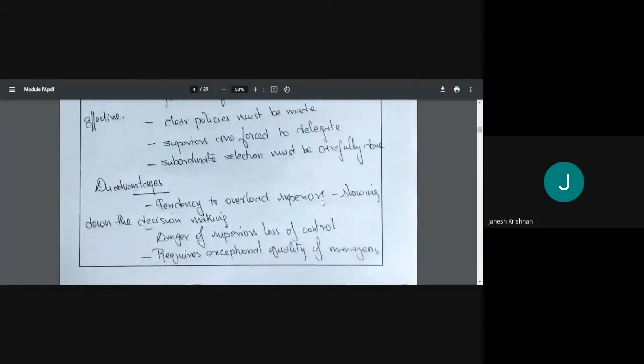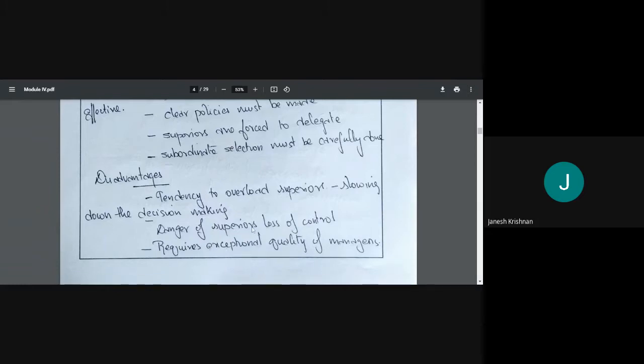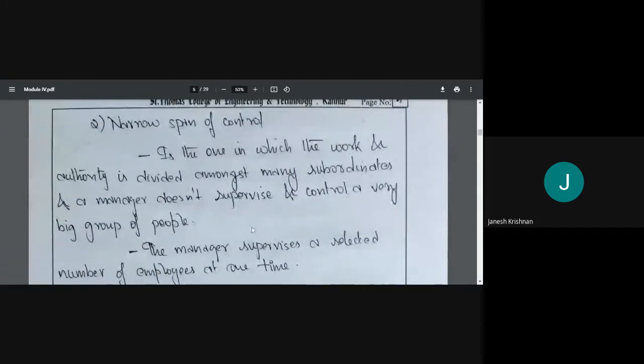And what are the disadvantages? Tendency to overload the superiors, which slows down the decision making, danger of loss of control, and requires exceptional quality of managers. Okay. The second one is narrow span of control.